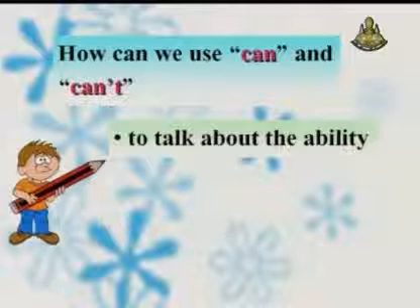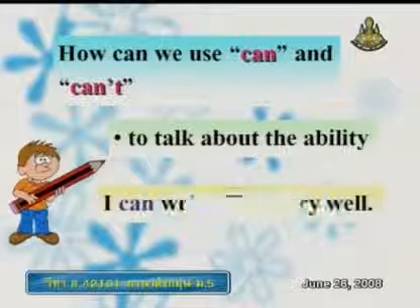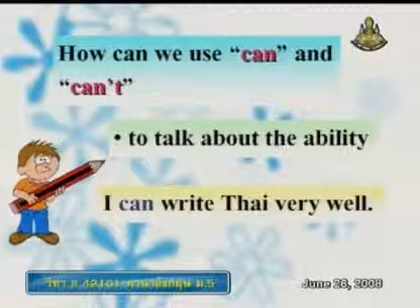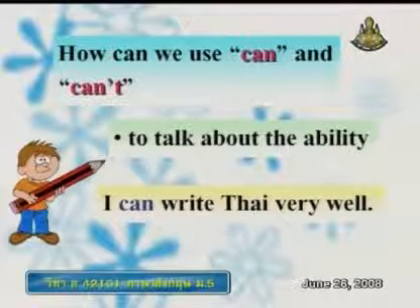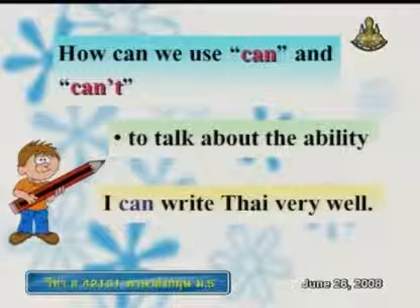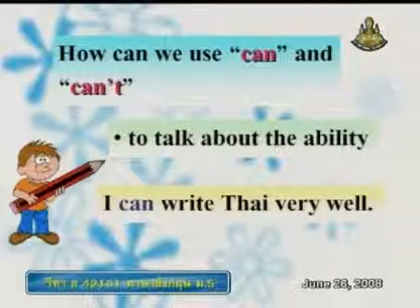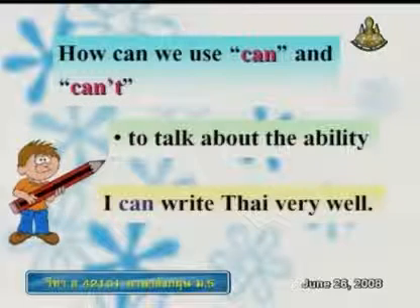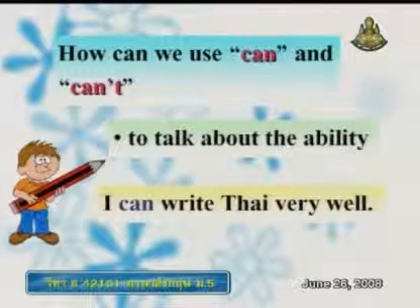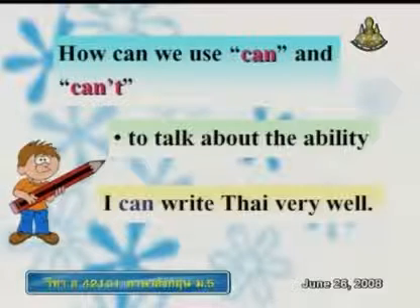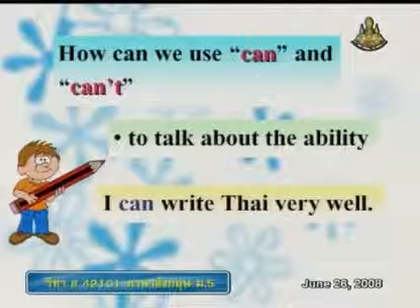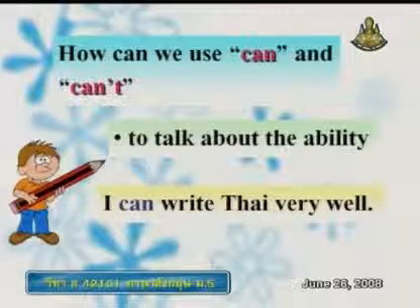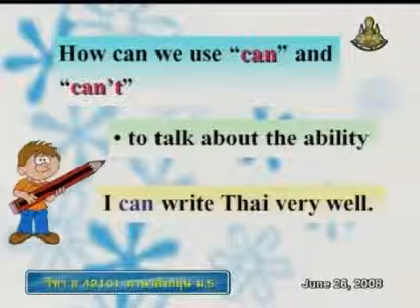So to talk about the ability, for example, I can. Okay, Prangthip, could you please say it again? Could you please turn on the microphone before speaking? Okay, good. I can write Thai very well. She tells about her ability. I can write Thai very well.